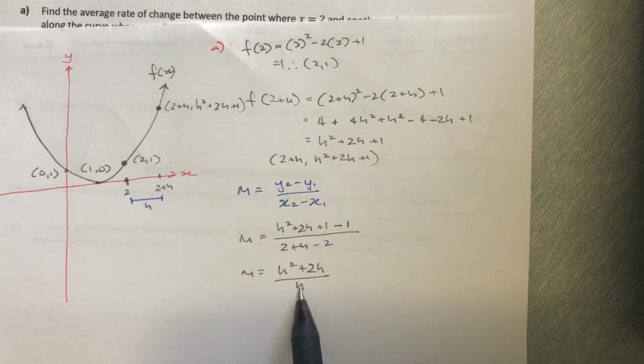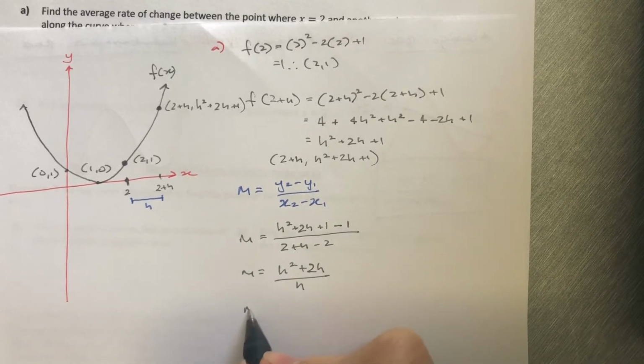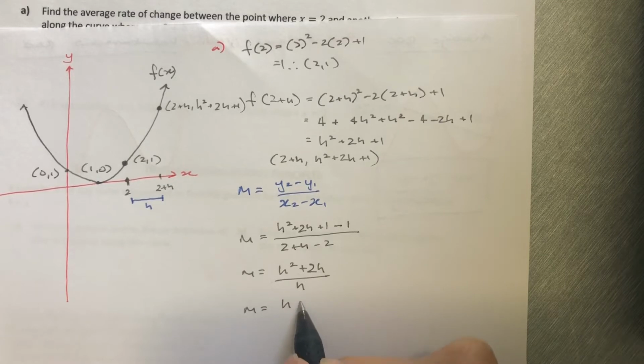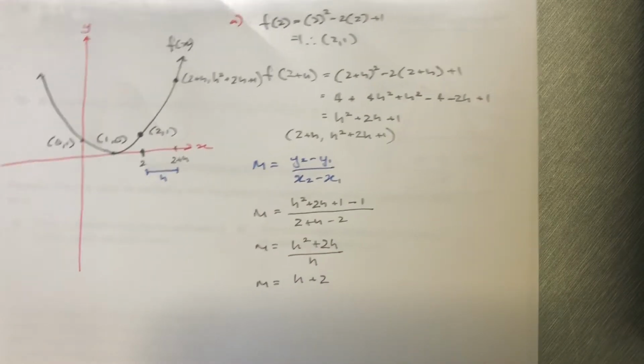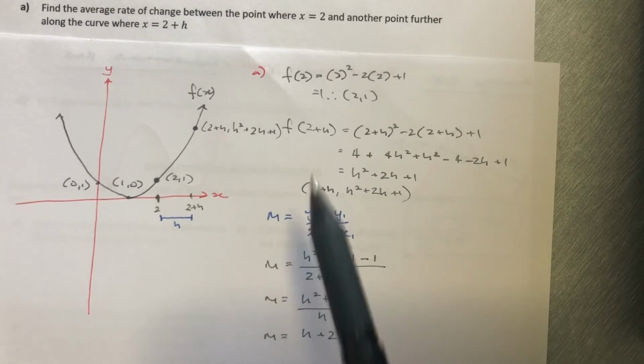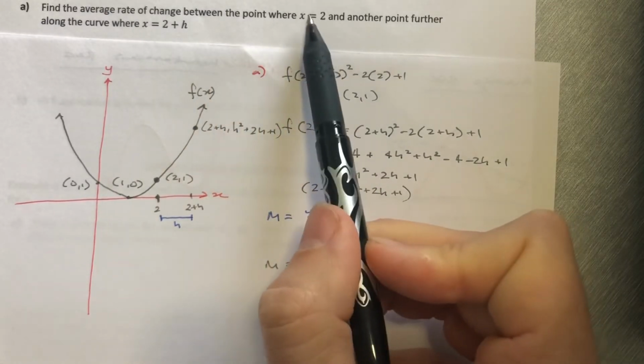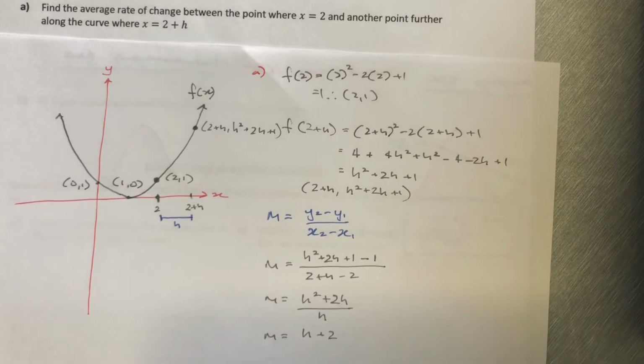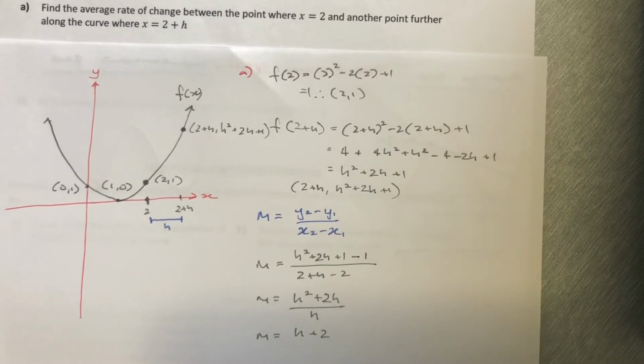Now, there's an h down the bottom. Both these terms up the top have h, so we can cancel that h out. There we go. So, that's our answer. That's our average rate of change. So, the average rate of change between this point and this point is h plus 2. So it's going to change depending on whatever value our h is. We don't know, but this is going to work for any value of h. Let's move on to the next bit.